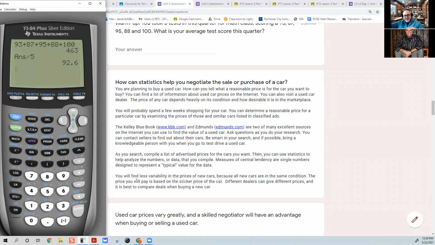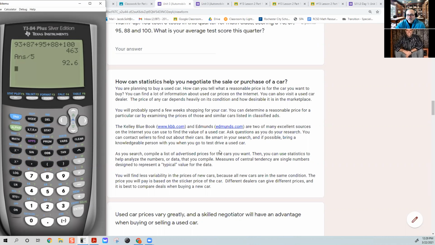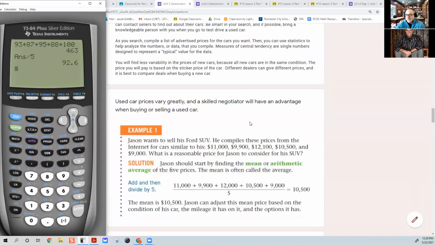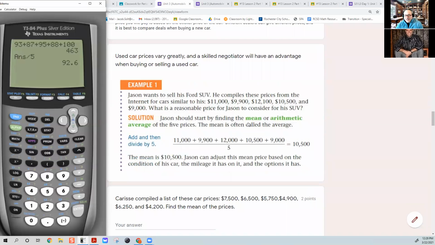It's used cars that have this variability because it's based on the condition of the vehicle. The price you'll pay is based on the sticker price of the car, and different dealers can give different prices, and it's best to compare deals even when buying a new car. So, example 1. Used car prices can vary greatly, and a skilled negotiator will have an advantage when buying or selling a used car.